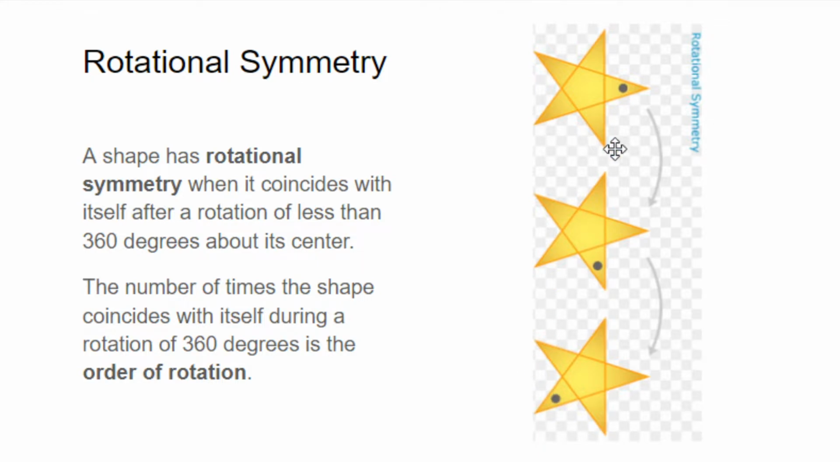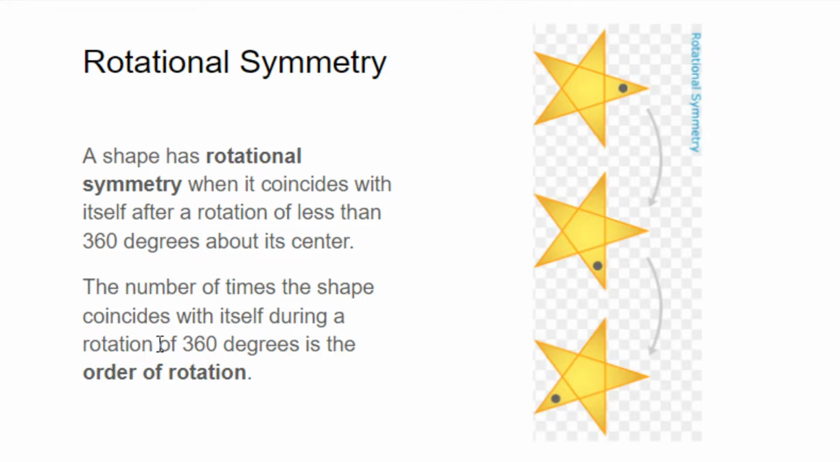And we could do that 1, 2, 3, 4, 5 times. So we'd rotate it 360 degrees and it matches itself 5 times. So the number of times the shape coincides with itself, like we said, for the star would be 5. The order of rotation is that number. So this star has an order of rotation of 5.